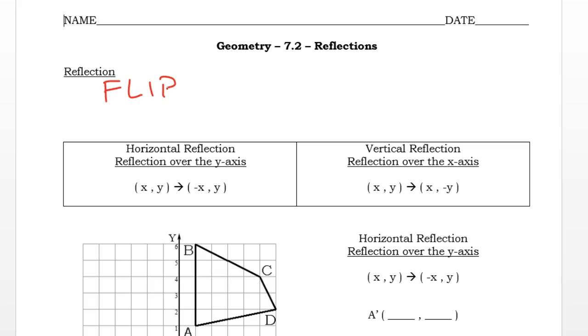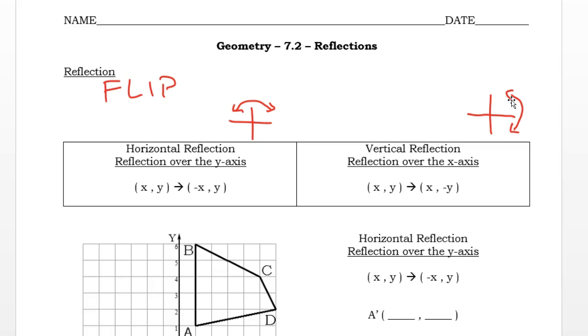Just like our translations, we can do a horizontal reflection, which is also called a reflection over the y-axis. That's flipping our shape sideways. We can do a vertical reflection, or a reflection over the x-axis, and that would be reflecting our shape vertically, up and down. Here are the rules for doing that.